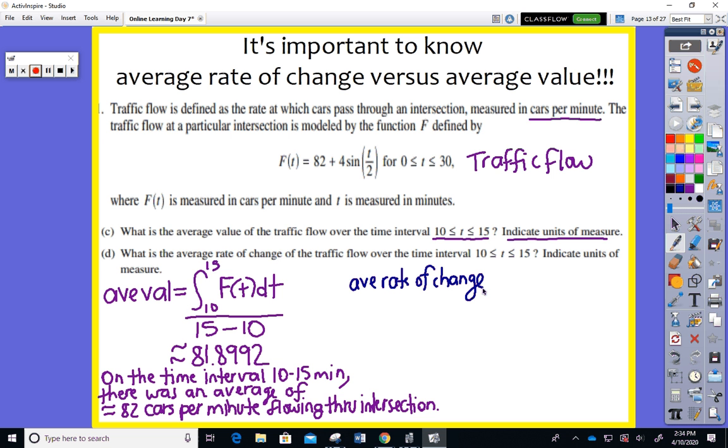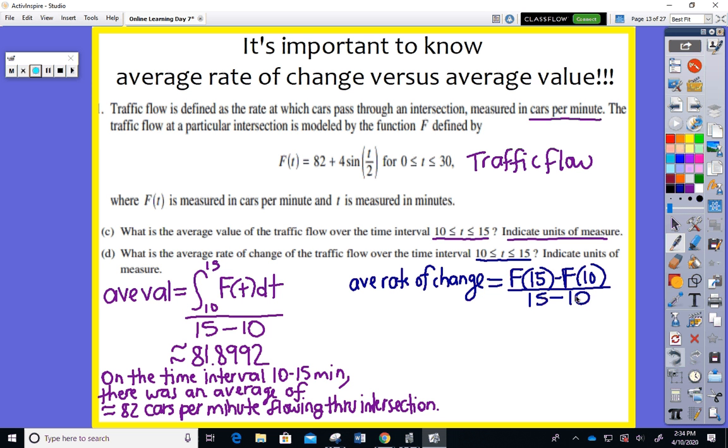So the average rate of change would be, and again, we're using 10 and 15, f of b. So I better use capital F of b, minus capital F of a, all over b minus a. Again, set up the original problem because you have to declare what it is you're calculating so that you don't have a bald answer. So big F of 15 minus big F of 10.